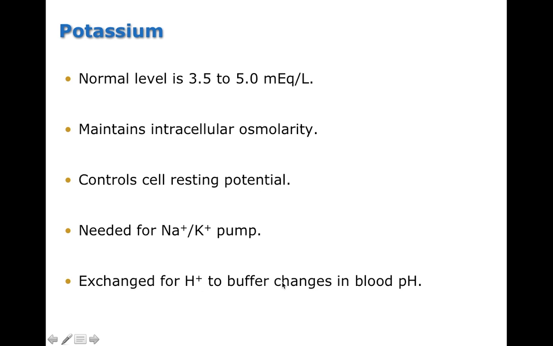It's something that's used by the sodium-potassium pump, and potassium levels are also exchanged for hydrogen ions to buffer changes in blood pH, right? So if you start moving hydrogen ions out of blood and you want to maintain charge balance, well, potassium is typically exchanged for this cation. That way you keep the same charge balance there in the blood.